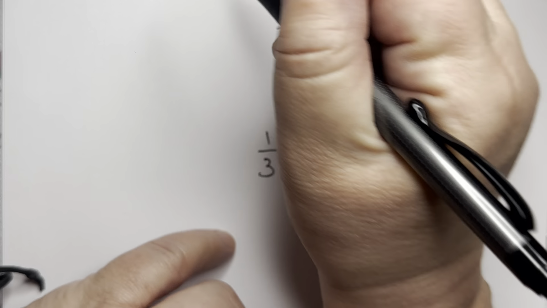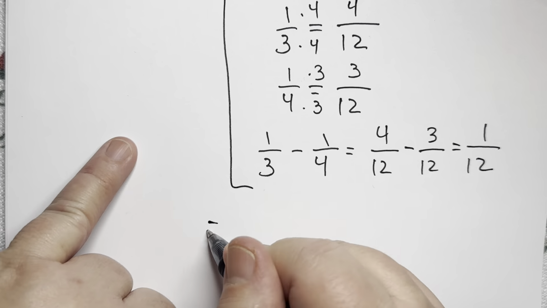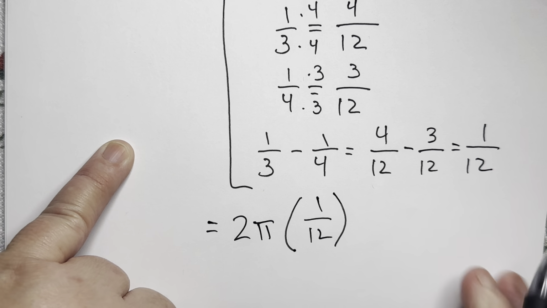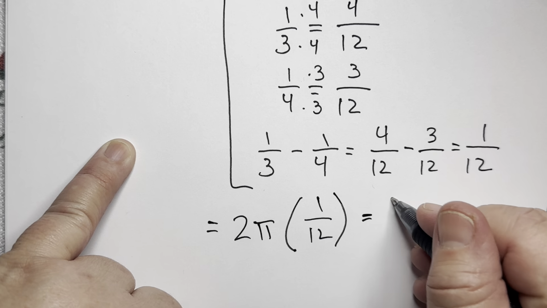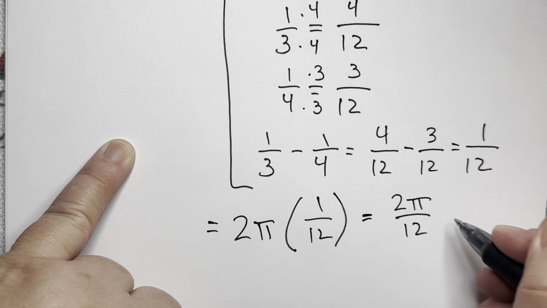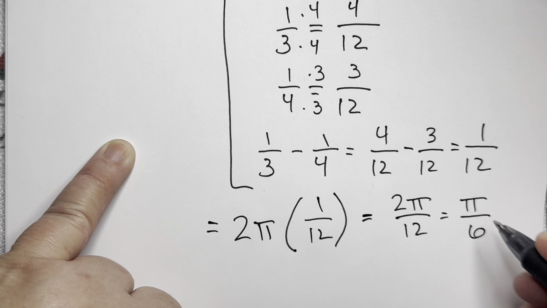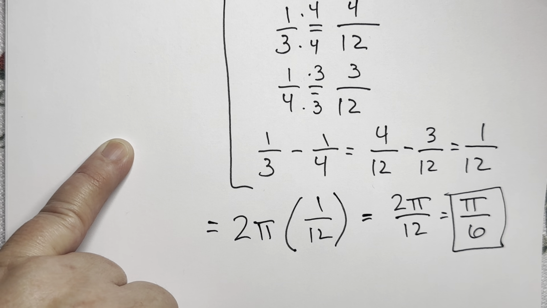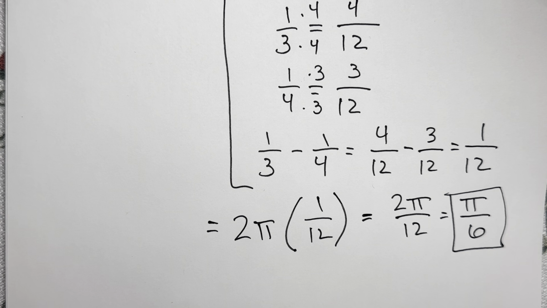Okay, so that's 2 pi times 1/12. Can you guys see that? Yes. That's 2 pi over 12 or pi over 6. Oh my goodness. I'm so excited. Now, we got one more problem to do because I told you we were going to do this a second time using washers. You guys ready?